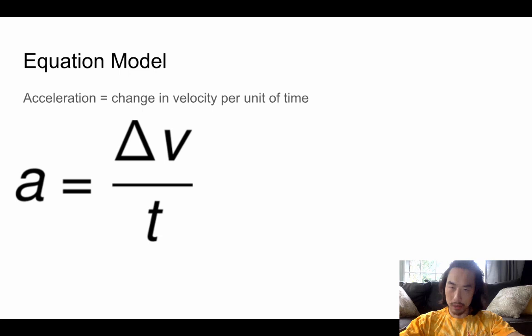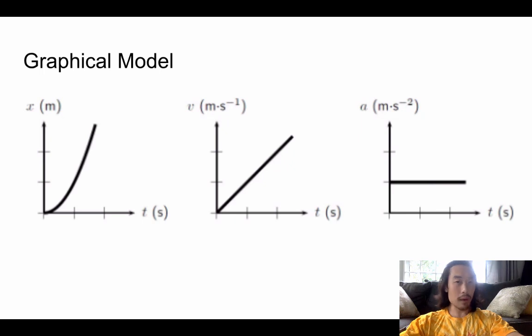Now, the equation model, this is what we get. Acceleration is equal to delta v, or the change in velocity over time. Okay? Acceleration is the change in velocity per unit of time. And this is what the graphical model looks like.